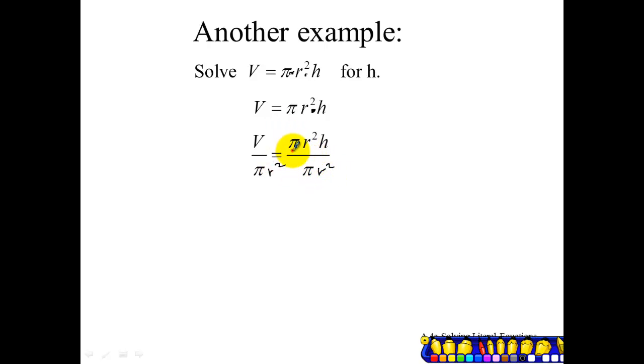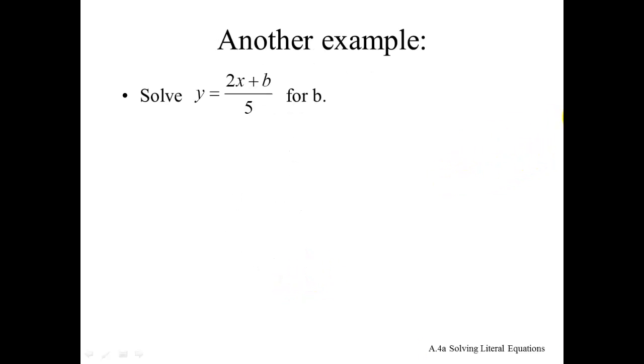Next, we can cancel our pi r squared here. We will get v divided by pi r squared equals h. So this is now our formula if we are going to isolate our h. Again, we can rewrite our answer as h equals v divided by pi r squared using our symmetric property. Our next example. Let's say we would like to solve for b.